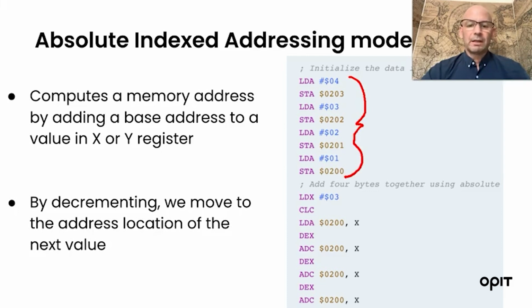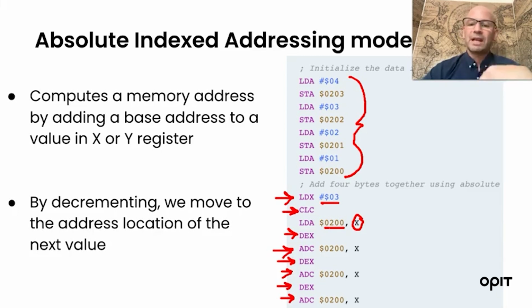But now we're loading into X the value at 03. Then we're clearing our carry bit because it's the first value. And then we load into X the value here. Then we decrement, which takes us to the next location in memory. We add that value. We move to the next location in memory, add that value, until we've added all the values. Okay, so you can see that it's a lot of lines of code, so to speak. But what we're setting up for is the ability to do this as a looping construct. So let's look at that example in the next slide here.